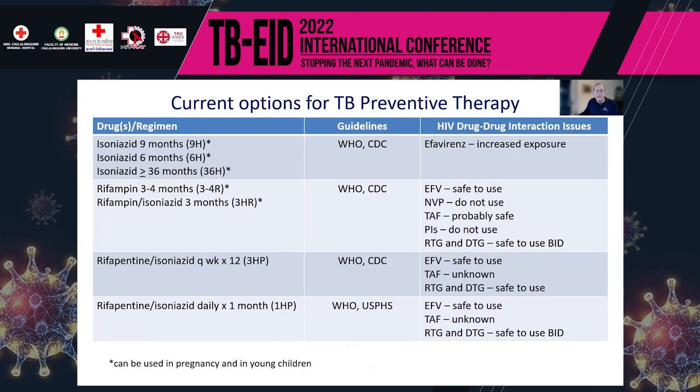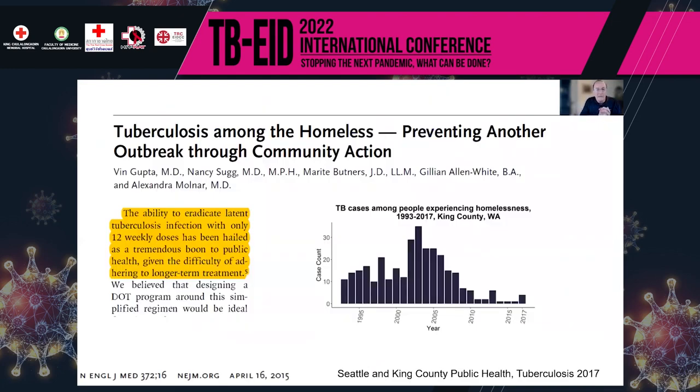So I'd like to just finish by emphasizing how important it is to treat latent TB, to treat TB infection, and just give you a couple of examples. So this is from an essay published in the New England Journal of Medicine in 2015 from a group in Seattle. And they report that by using 3HP, given weekly, they were able to essentially end an outbreak of tuberculosis in homeless individuals in King County, Washington.